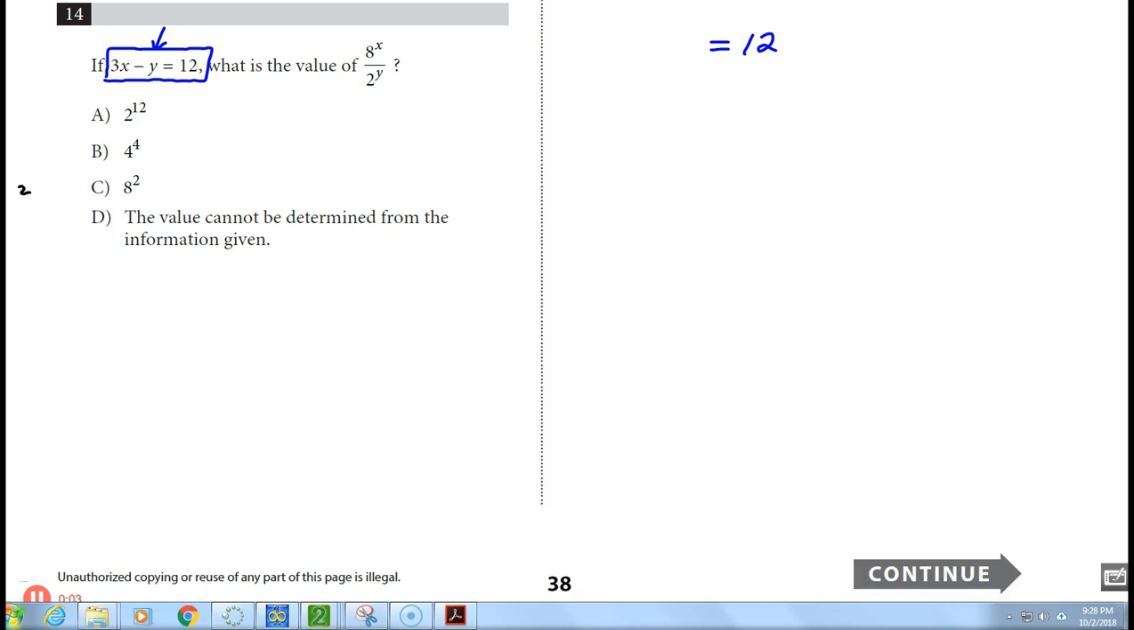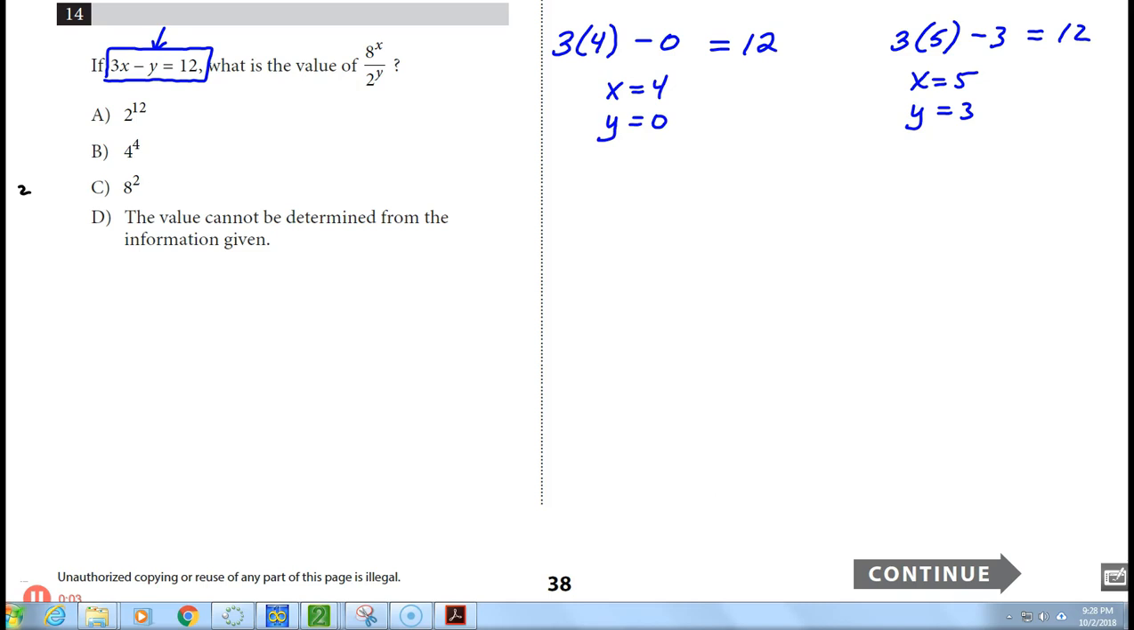If I pick some numbers, the first number that popped in my head was 3 times 4, take away 0. I know that's 12. Somebody else might have said, well, wait a minute, I'm going to do 3 times 5, which would be 15, take away 3 is 12. So this guy or girl would have said x equals 5, y equals 3. But the first thing that came to my mind was x equals 4 and y equals 0. Either way, it doesn't matter. Whichever way you want to go, it doesn't matter one bit.